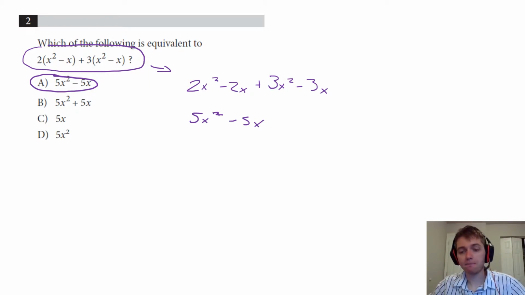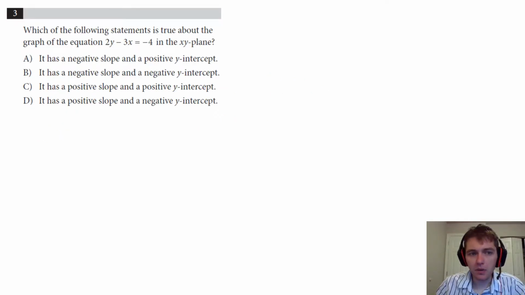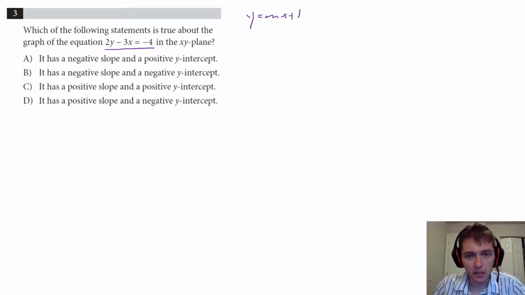A is correct. Problem 3, which of the following statements is true about the graph of 2y minus 3x equals -4 in the xy-plane? So all your answers talk about slope and intercept. So what you need to do is put the equation into slope-intercept form, which is y equals mx plus b. I haven't done it yet, but I'm going to make a video later about this equation, why it's so important. It is the most important equation you can learn going into your SAT.